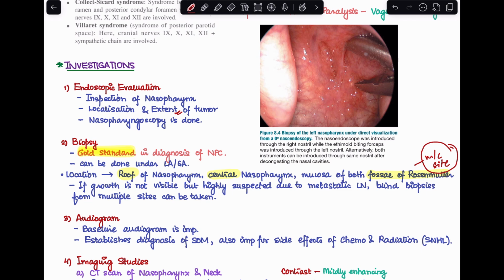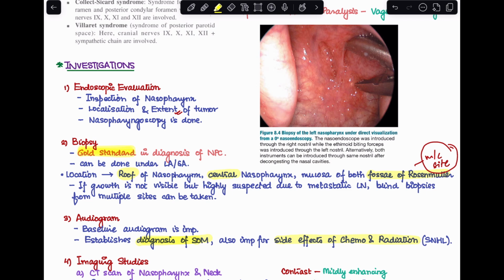Next, we also learned how the fossa of Rosenmuller lies posterior superior to the eustachian tube opening. So, a lot of the time, the growth can lead to blockage of the eustachian tube, hence leading to eustachian tube dysfunction and the development of unresolving serous otitis media. Because of that, we should definitely take a baseline audiogram for the patient when they come to you. This will help in diagnosis of the serous otitis media, and it will also help you in determining the side effects of chemotherapy and radiation therapy, in the development of sensorineural hearing loss as a side effect.